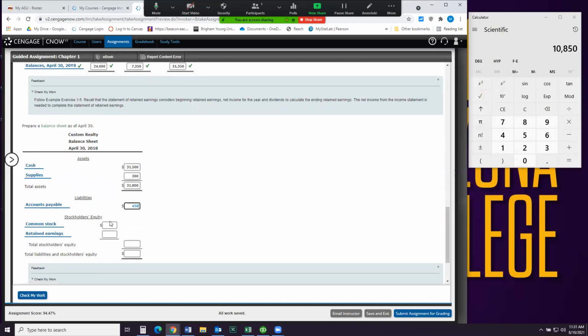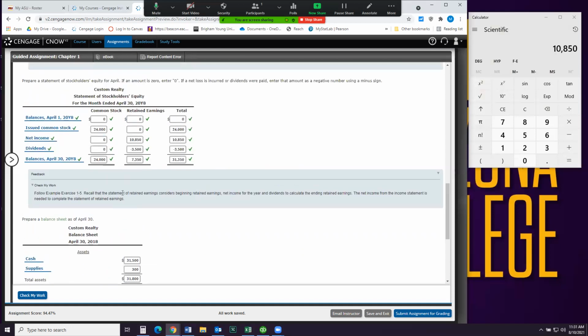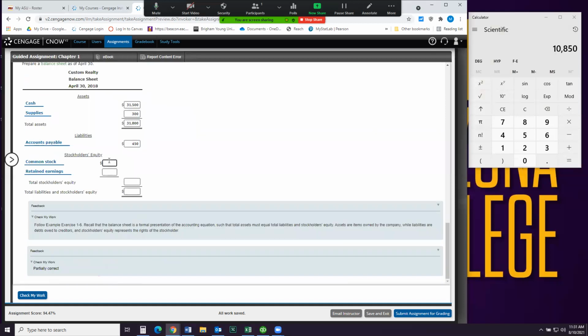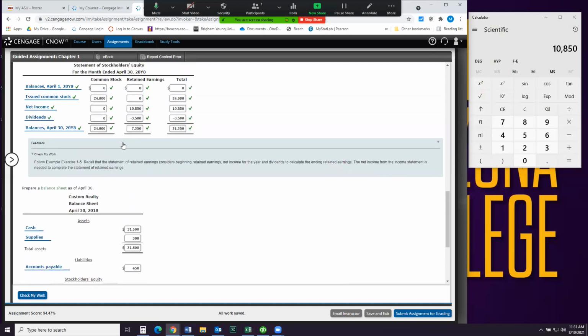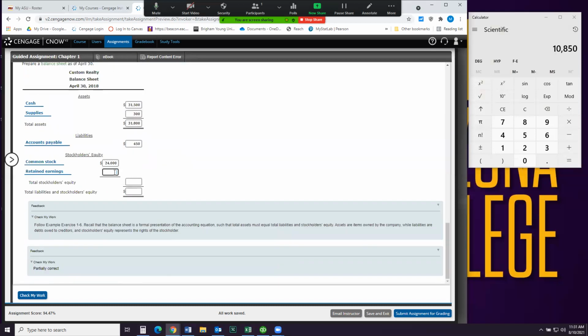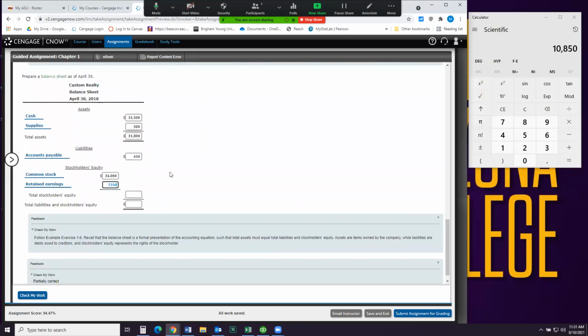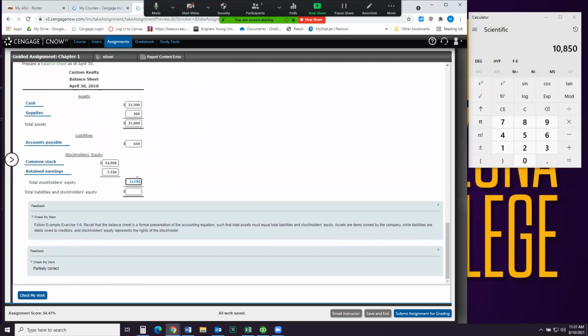$450. And then I can find the stockholders' equity summarized right here above where I did my statement of stockholders' equity. I can see common stock has a balance of $24,000. Retained earnings has a balance of $7,350. And if I add those two together, the total is $31,350. Finally, I'm going to add my liabilities with my total stockholders' equity. $31,350 plus $450 comes out to $31,800. And then I'm going to compare those. My total assets should equal my total liabilities and stockholders' equity. They do, which means I'm in balance.